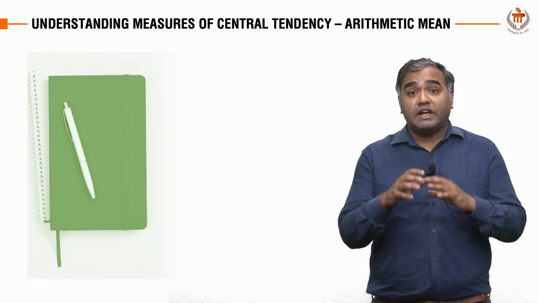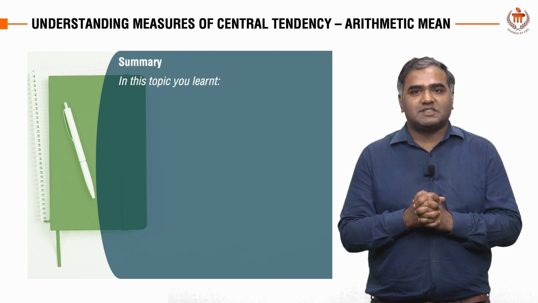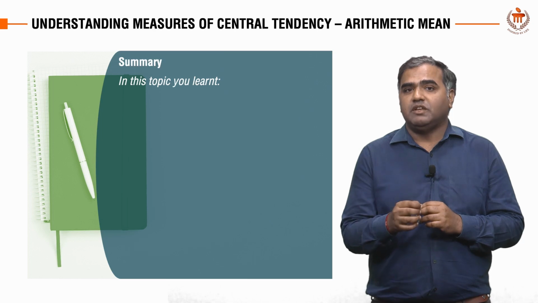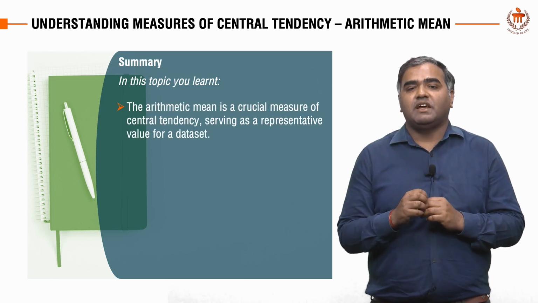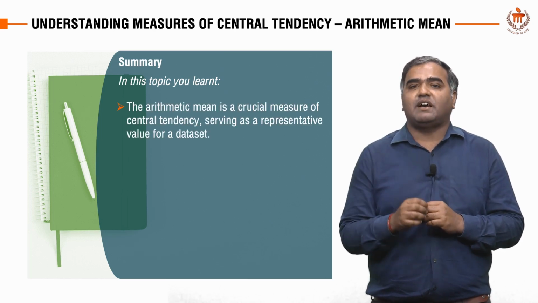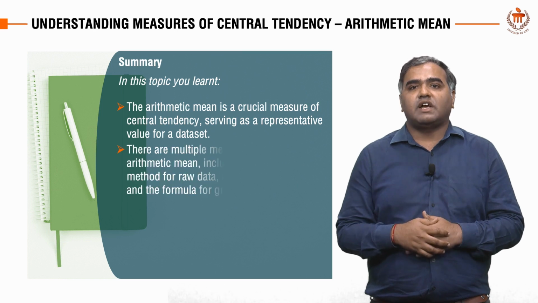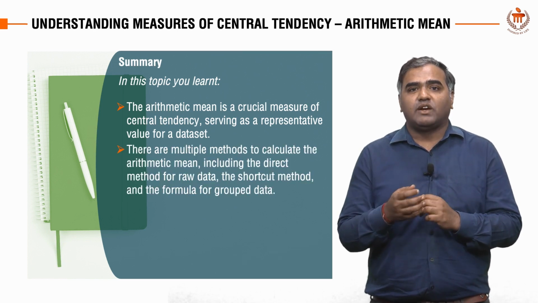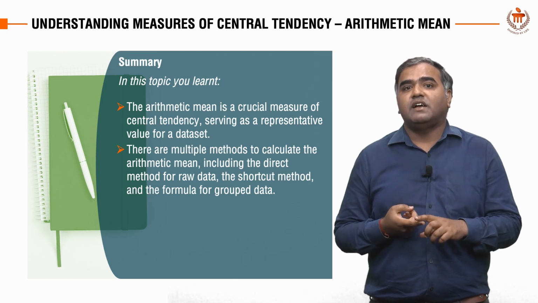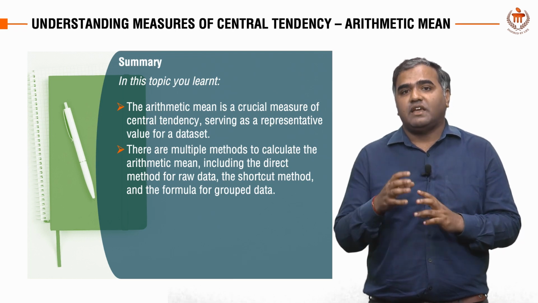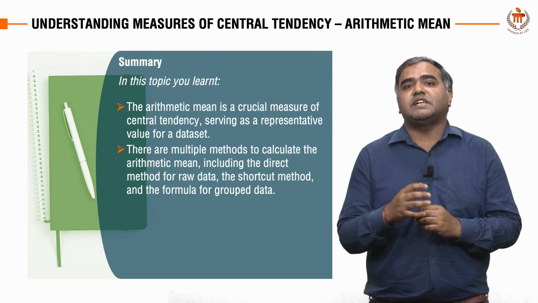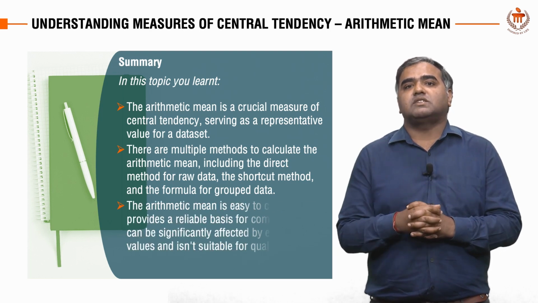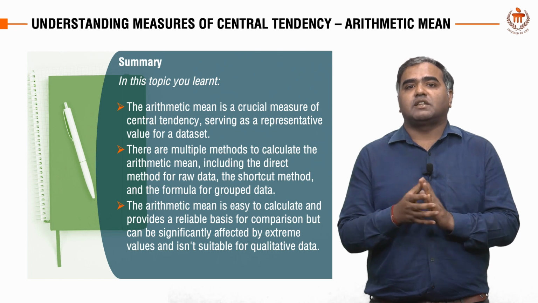Let's summarize the concept we have discussed in this class. So guys, in this class we have discussed mean, particularly arithmetic mean, its calculation on raw data and also on grouped data. There are multiple methods to calculate the arithmetic mean, including the direct method for raw data, the shortcut method, and then in this class we discussed weightage mean, where we focused on combined mean.